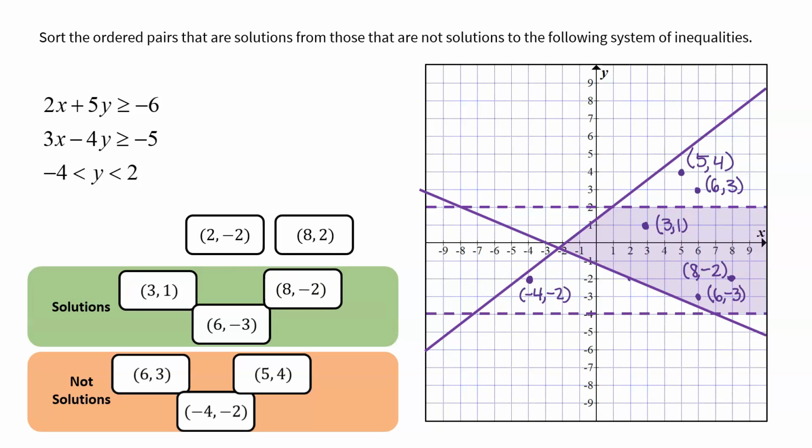2, negative 2. 2, negative 2 falls here. And as you can see, it's on the border, and it's a solid border. So this is part of the solution.